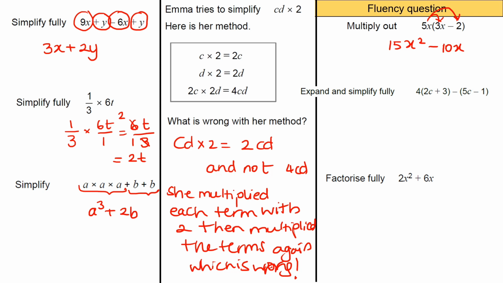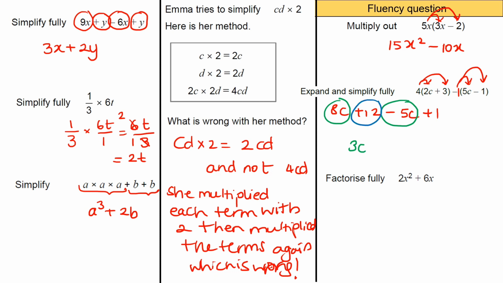Expand and simplify fully, so let's just expand these first. 4 times 2c is going to give us 8c. 4 times 3 is going to give us 12. If there is no numerical value in front of a bracket, there is a 1. So that means you're going to be doing negative 1 times 5c, so that's going to be negative 5c. Negative 1 times negative 1 is going to be a positive 1. So we can collect the like terms now. We've got 8c, take away 5c, that's going to be 3c. And then we've got 12 plus 1, that's going to be 13.